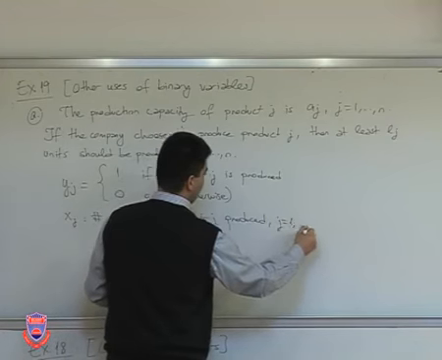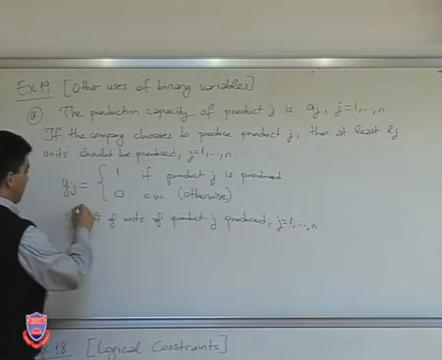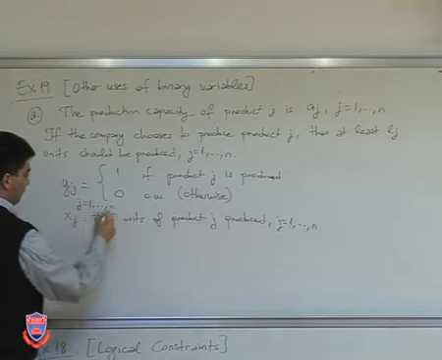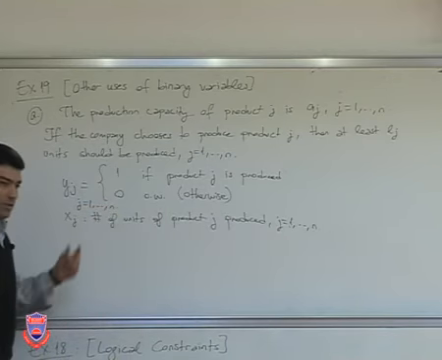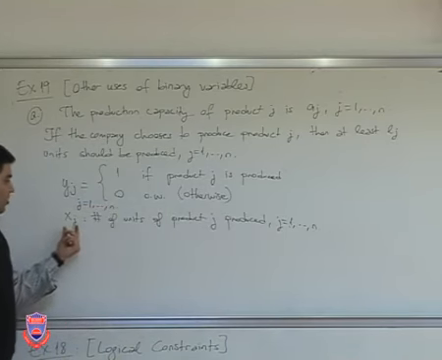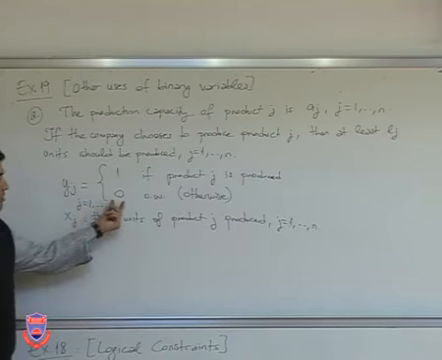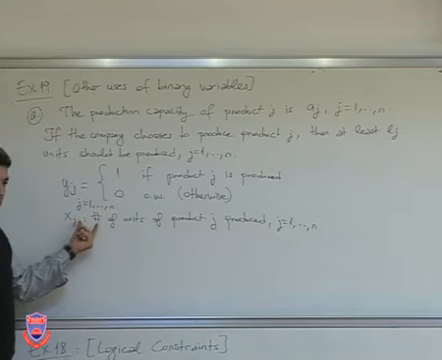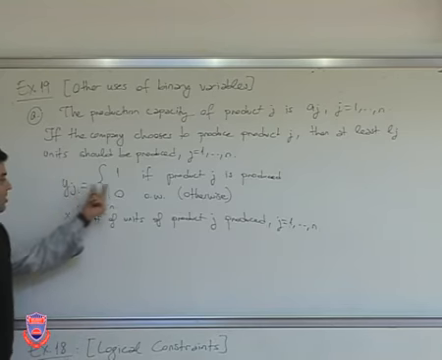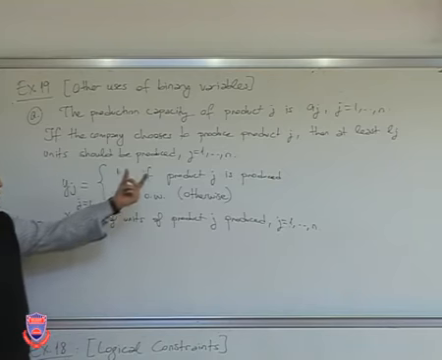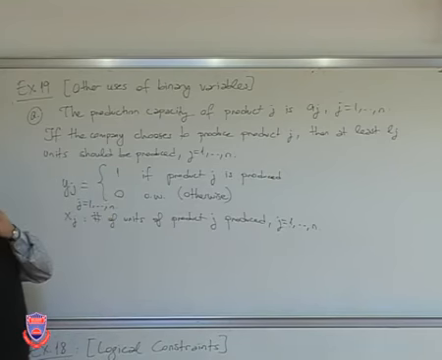So j goes from 1 to n. Here again, j goes from 1 to n. Just like in the warehouse problem, there's a certain relationship between xj and yj, right? So what's that relationship? If yj is 0, then xj should be 0, okay? And if yj is 1, then xj should be at least lj, but xj cannot be more than aj.